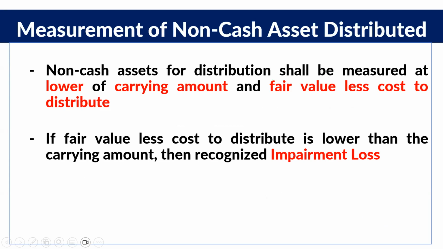So measurement of non-cash asset distributed. This is the other issue, no? The non-cash asset for distribution shall be measured at lower of carrying amount and fair value less cost to distribute. So if ever yung fair value less cost to distribute is lower than the carrying amount, then we have to recognize impairment loss. No? So parang apply natin yung concept ng impairment loss.